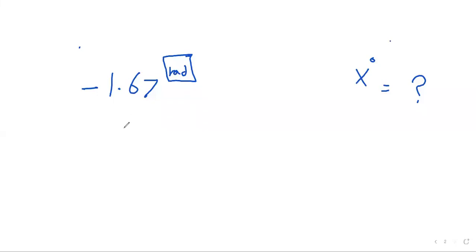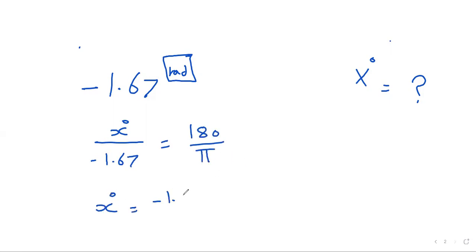What if I have negative 1.67 radian? Do it on the calculator. The rule is x degrees, which I want to find, over negative 1.67 theta radian equals 180 over pi. So to get x degrees, you will multiply negative 1.67 times 180 over pi. Okay? It will be what? And in this case, click comma to get the angle in degrees, minutes, and seconds.